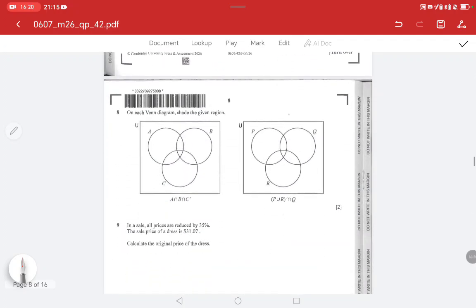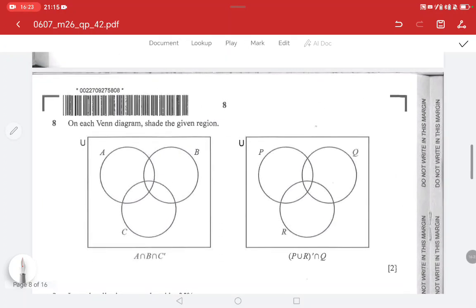Next one, question 8. It's about shading. Venn diagram, shade the given region. So look here, we are talking about A intersecting B and then intersecting not C. A intersecting B should intersect in this part. But we are talking about A intersecting B and intersecting not C, the complement of C, so it's out of C. Out of C means only this part. I cannot take this one. We said out of C. So they are intersecting only here.